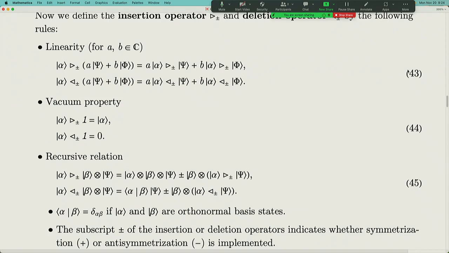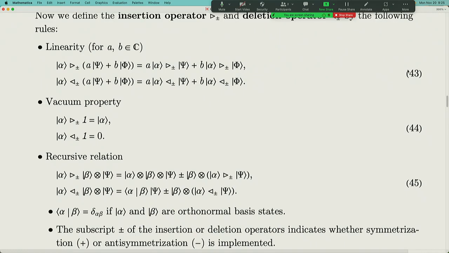Okay? And then there's also a nicer property to understand, which is the linear property, which basically says that the insertion and deletion operators really form a linear operator. If you want to insert alpha to a state which is already a linear combination of psi and phi, then what you need to do is insert alpha to psi and insert alpha to phi, and then not care about this superposition.